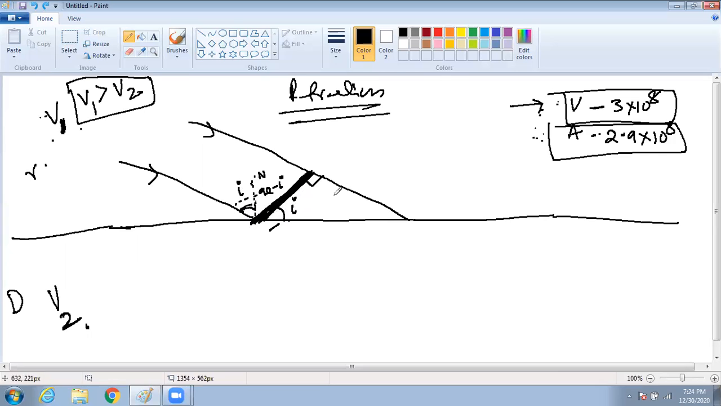Yes, sir. Similarly, now what will happen to this? This will now be going from rarer to denser medium. So what will happen? It should bend towards the normal. Correct? Yes, sir. Similarly, this will also bend towards the normal, and both should be parallel. Correct? Yes, sir.